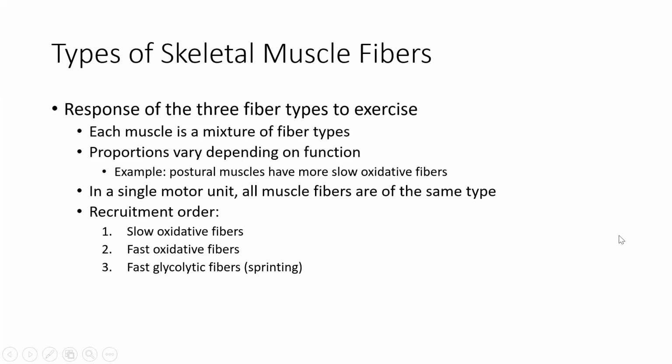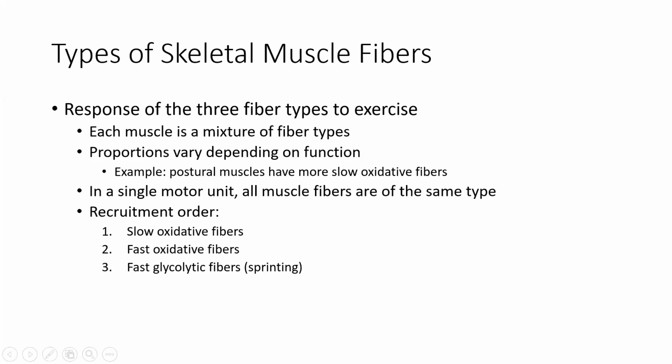Now, in a single motor unit, all the muscle fibers must be of the same type. Okay, so if we look at a motor unit, which again is that motor neuron and all the fibers that it's attached to, so not necessarily all the fibers in a muscle, but in a single motor unit, all the fibers must be of the same type.